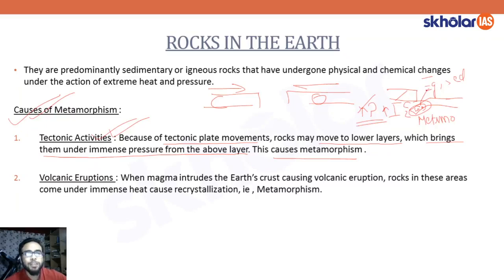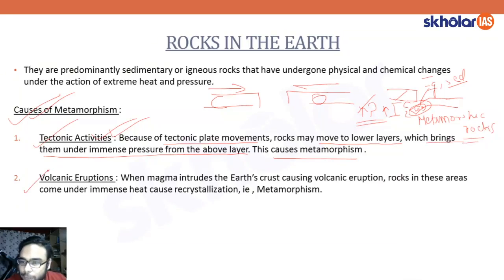So suppose here we had the presence of igneous rock, or here we had the presence of sedimentary rocks. So these igneous rocks, sedimentary rocks are coming under the increasing role of temperature and pressure. So this igneous rock or sedimentary rocks are getting converted into metamorphic rocks under the process of metamorphism. Fine. So this is your tectonic activity. This is the first cause of metamorphism.